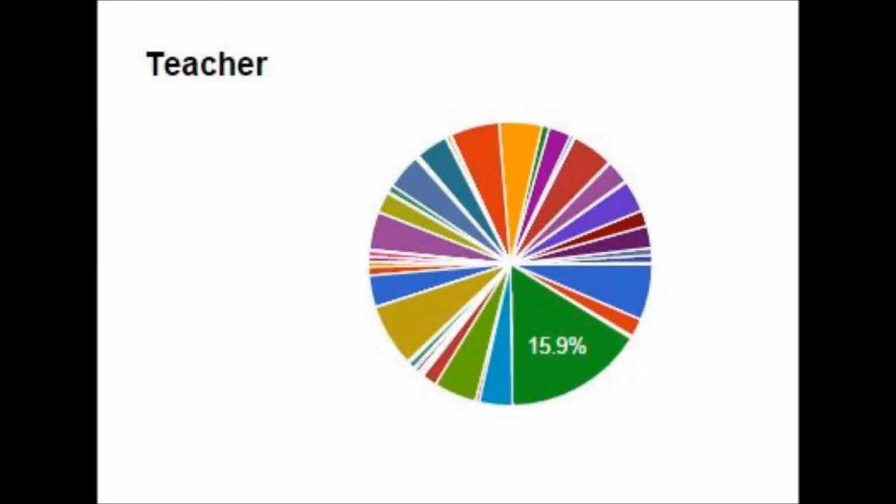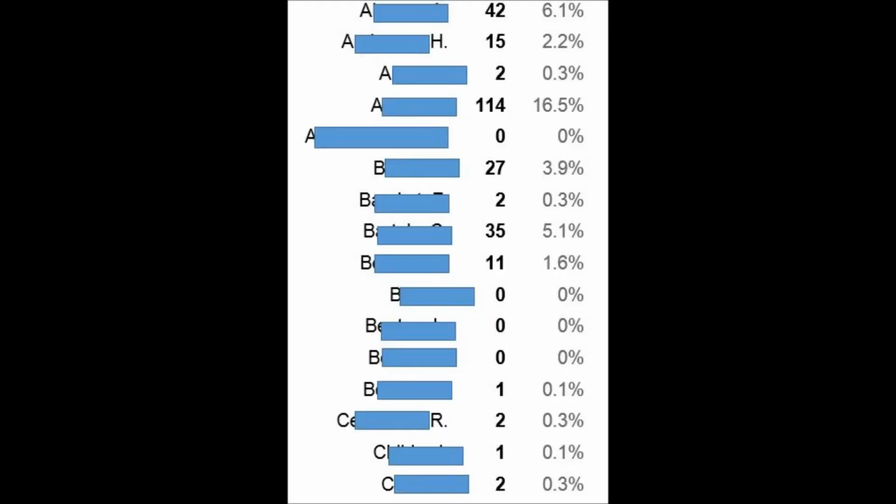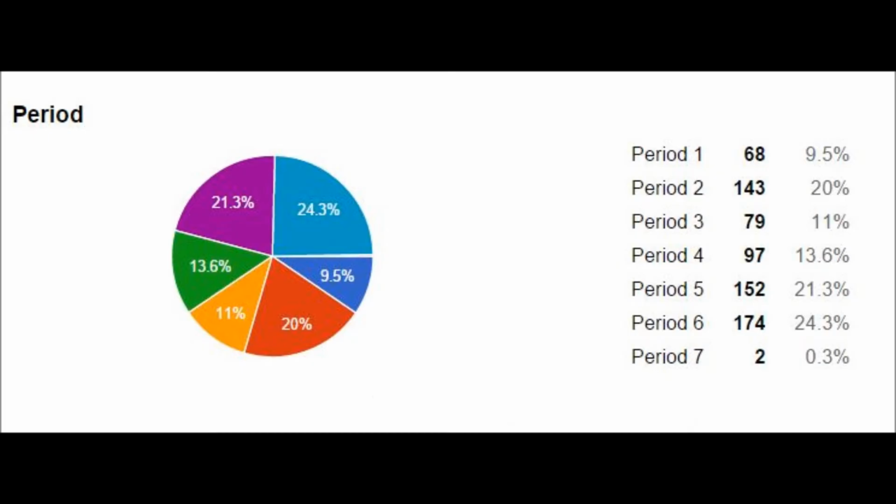First section is teacher referrals. It shows the actual number of teacher referrals plus an individual percentage of their referrals versus the entire school staff. So our next section shows us the highest and lowest referrals per period. It also gives a percentage of those as well as a pie chart.